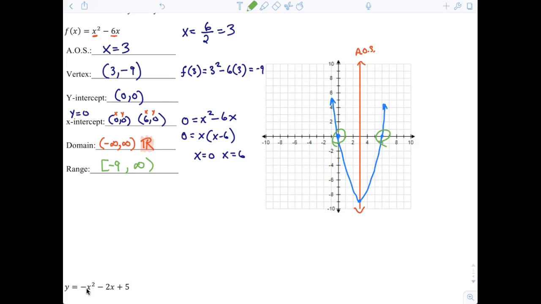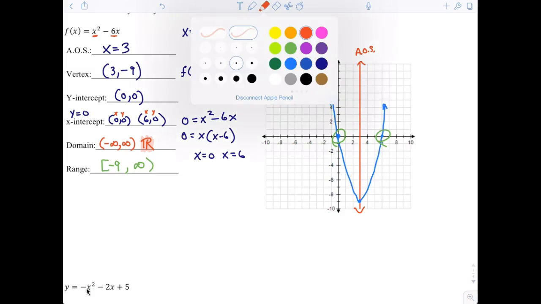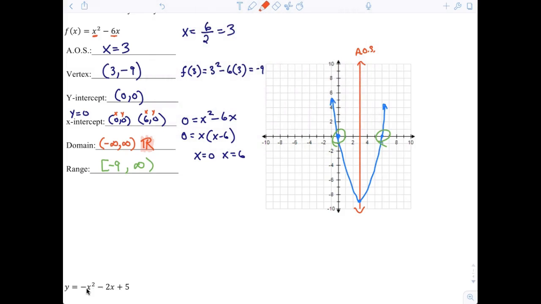Now, when I say domain, I'm going to highlight something up here on the board so you can double check me. How far left can I go? Well, the graph continually moves to the left, and the graph continually moves to the right. That's why we say it's from -infinity to infinity. The range is how far up and down, right? So you look all the way down. The farthest you can go is -9. And then you go straight up to infinity. That's how simple that is.